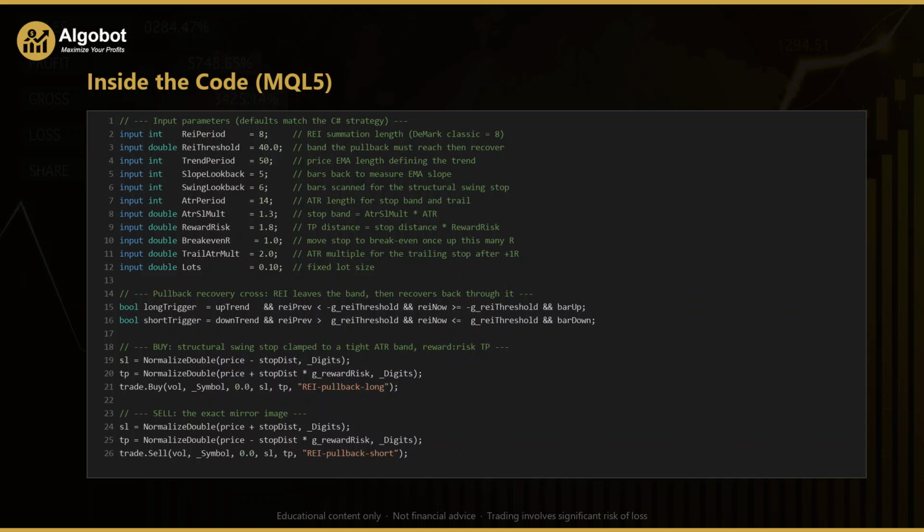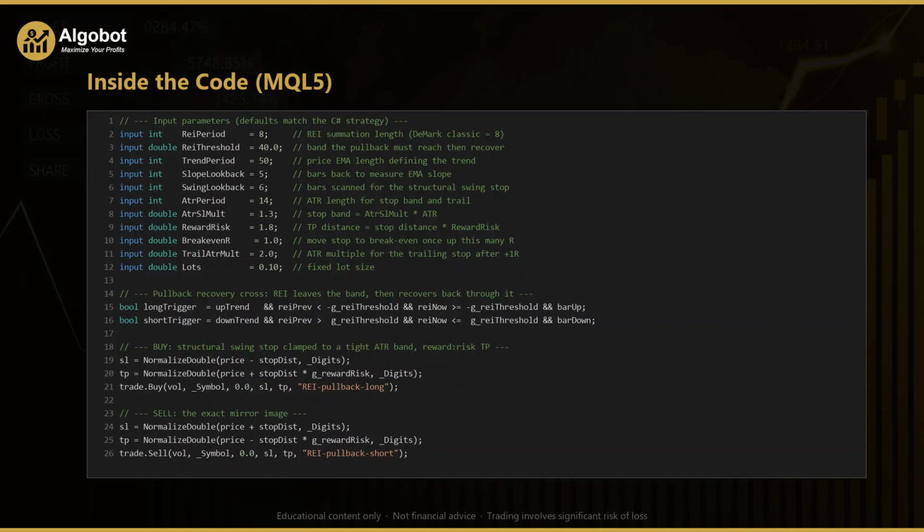Below those sit the risk settings, including the ATR period, the stop multiplier, the reward-to-risk ratio at 1.8, the break-even level, and the trailing multiplier. Now look at the two signal lines. The long trigger is true only when we are in an uptrend, and the previous reading was below -40, and the current reading has climbed back to or above -40, and the bar closed higher than it opened.